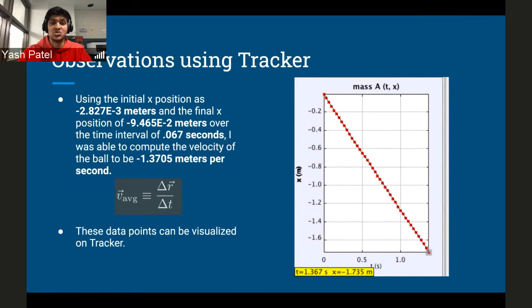These are my observations using Tracker. I used the initial x position as negative 2.827 times 10 to the negative 3 meters, very close to 0, and the final x position of negative 9.465 times 10 to the negative 2 meters, which is also very close to 0. I did this over the time interval of 0.067 seconds, and computed the velocity of the ball to be negative 1.3705 meters per second. I used this velocity also in my computational model, again using the formula V average is equal to displacement over the change in time. These data points can be visualized using Tracker, as you can see in the picture on the right.